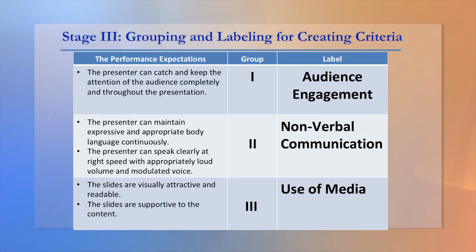When the performance descriptions are in groups of similar skills, we need to create labels for these groups. In our case, the groups which we have just created may be labeled as audience engagement, non-verbal communication and use of media. These labels will finally become our criteria or dimensions. Finally, at the end of this stage, we find that the performance expectations are now grouped with distinct labels.